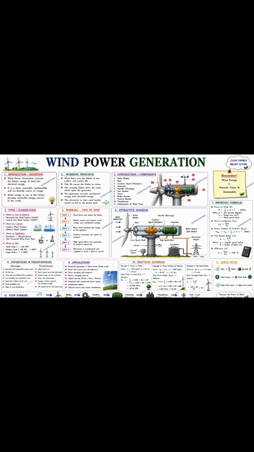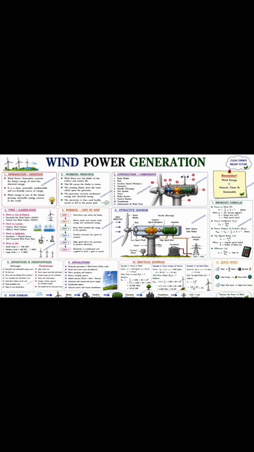Working principle: wind flows over the blades of the turbine and creates lift force. This lift causes the blades to rotate. The rotating blades drive the rotor, which spins the generator. The generator converts mechanical energy into electrical energy. The electricity is then used locally, stored, or supplied to the power grid.